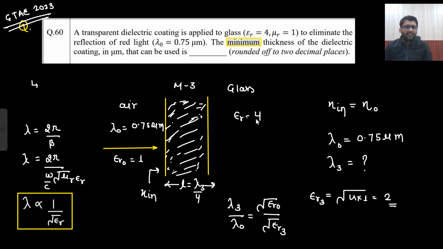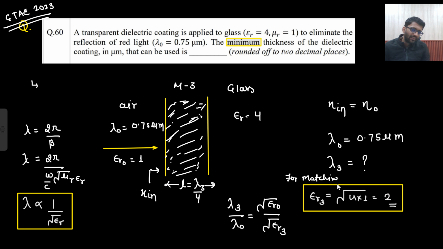So this was having another intrinsic impedance, and we need to match it. And when we match it, this is the condition we get for matching. If we get this condition, then from here you can find the value of epsilon r3.